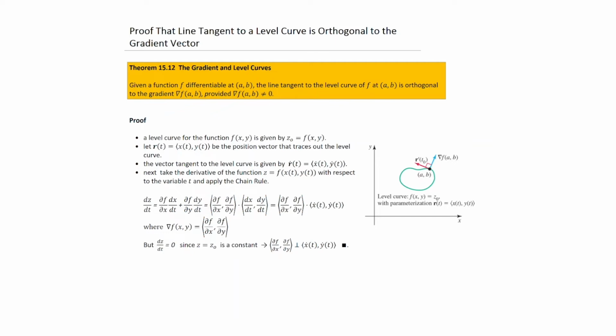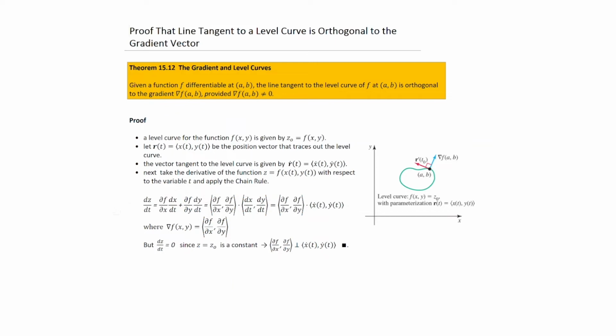So next step would be to take the derivative of the function z, which is already expressed in terms of parameterization variable t. So x is a function of t and y is a function of t. But we take the derivative with respect to variable t and then apply the chain rule. So dz/dt would be ∂f/∂x dx/dt plus ∂f/∂y dy/dt. And as before, this can be expressed as a dot product between two vectors, this being the gradient vector and this being the tangent vector. All right, and so this can also be written in this form. And the gradient vector was defined this way.